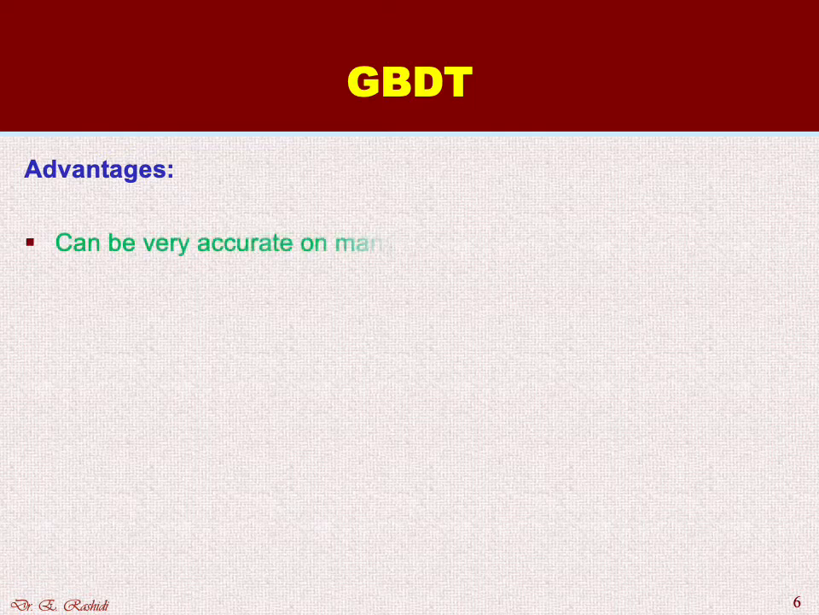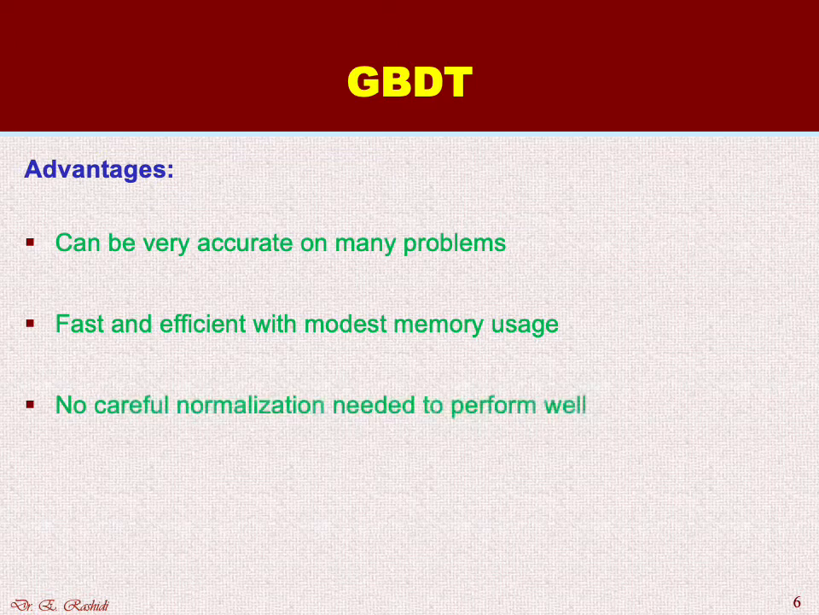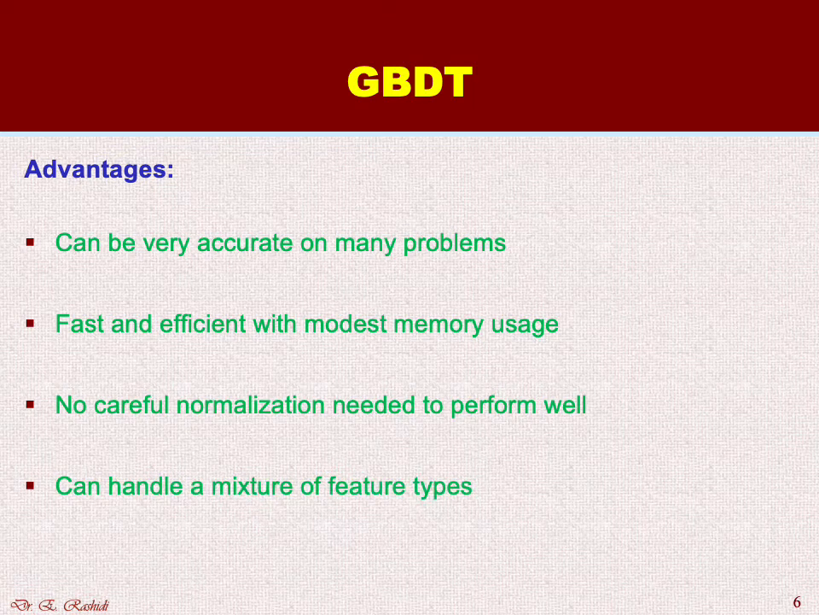The advantages and disadvantages of gradient-boosted decision trees. Let's start with their advantages. Gradient-boosted decision trees can be very accurate on many problems. They can be very fast and efficient with modest memory usage. They do not require careful normalization to perform well. They can handle a mixture of feature types.